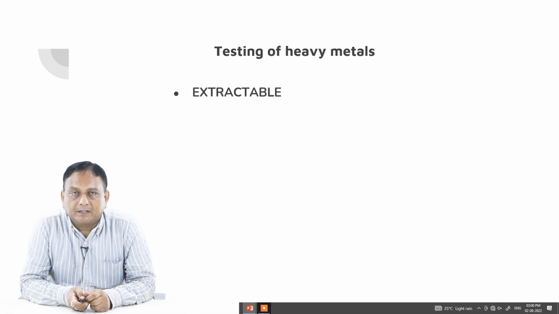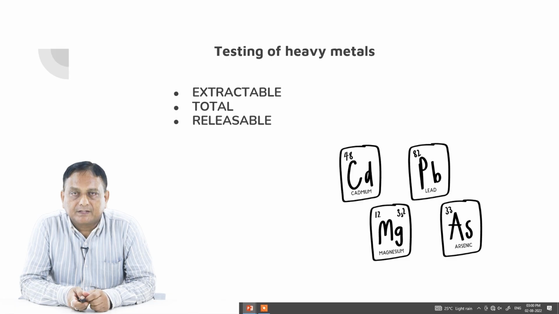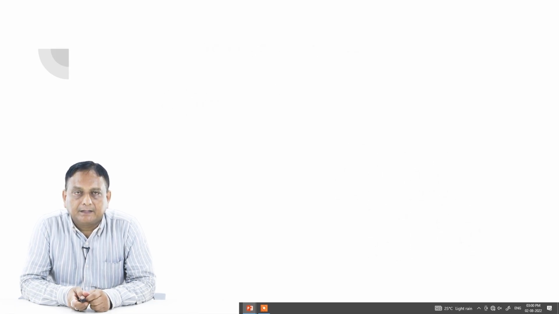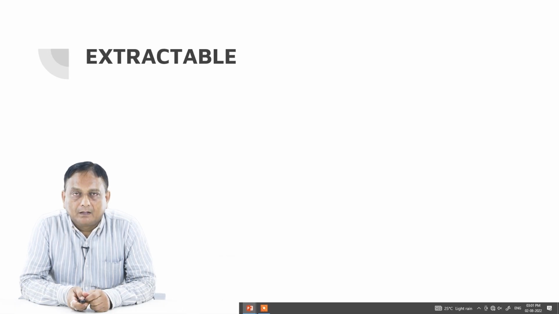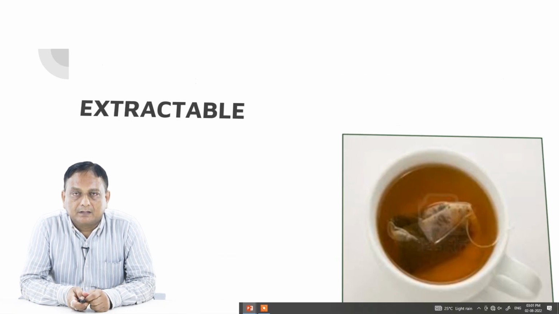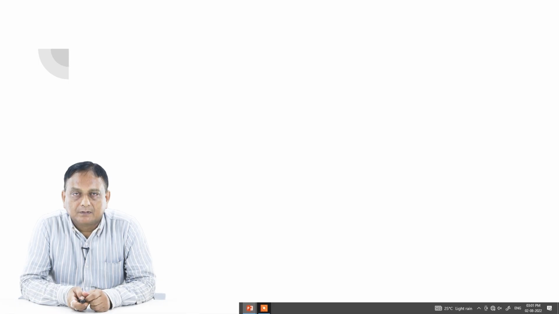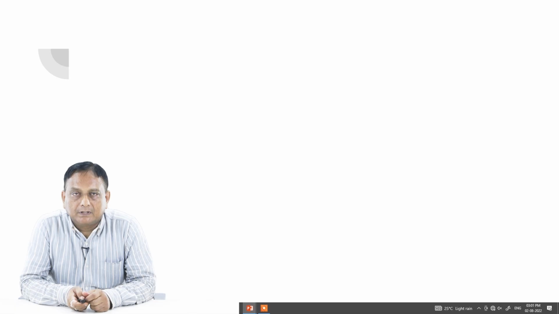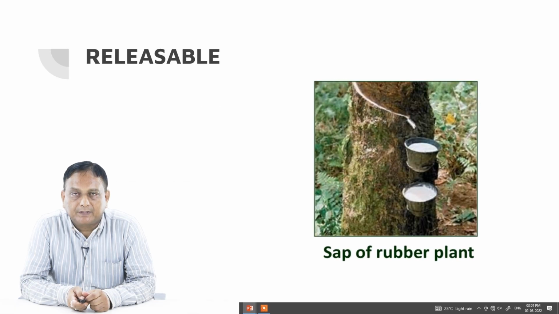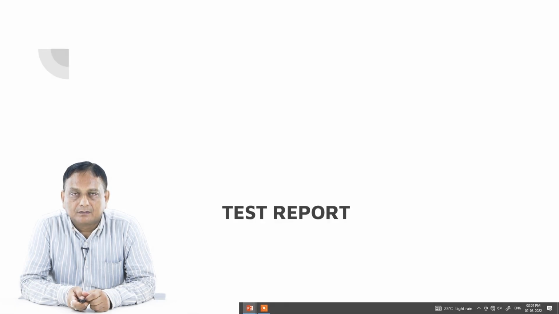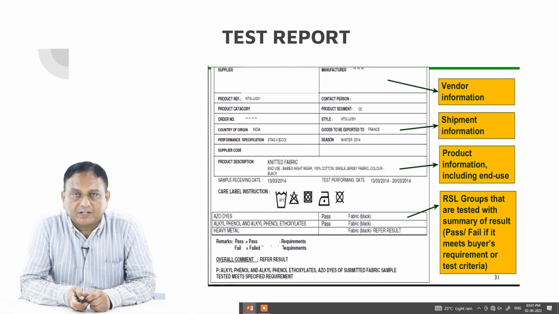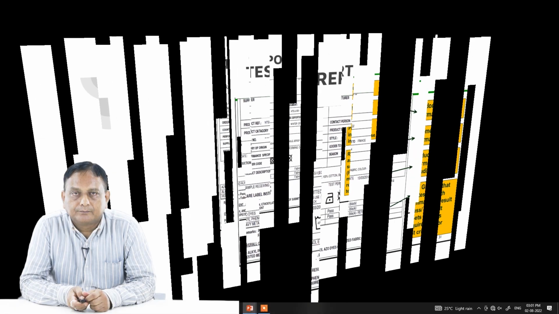Now testing of heavy metals, extractable, total or releasable materials are getting tested: cadmium, lead, arsenic, all these heavy metals are getting checked here. Extractable materials, like tea leaves, are one of the examples. Then there are examples of sugar solutions, and also releasable material like sap of rubber plants. So these are the different areas. Test report is looking like this. Different structures of the test report are shown here.